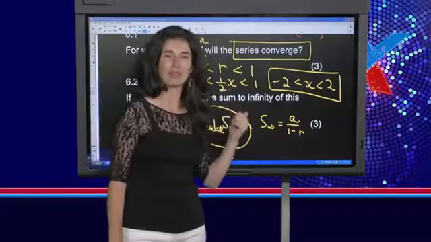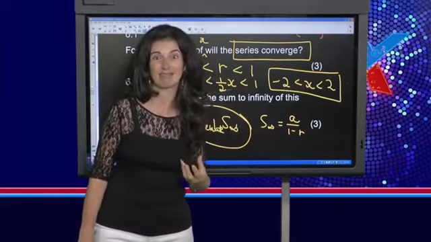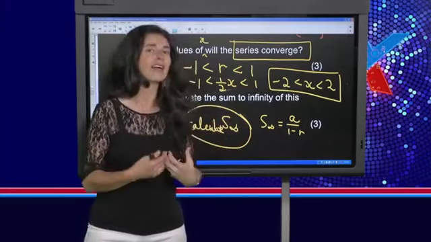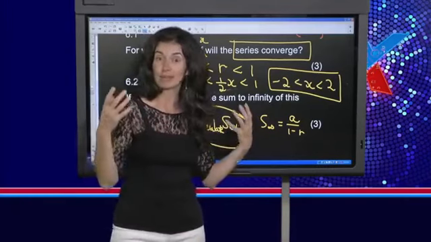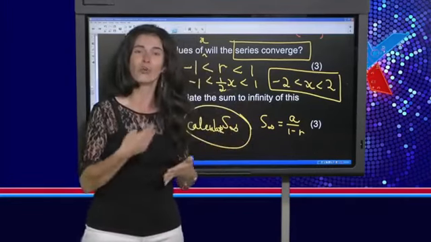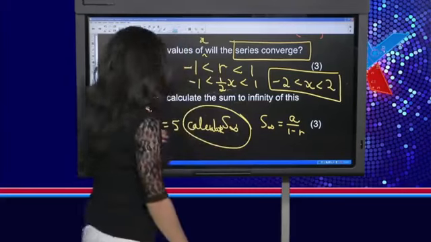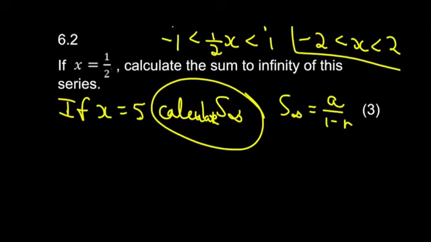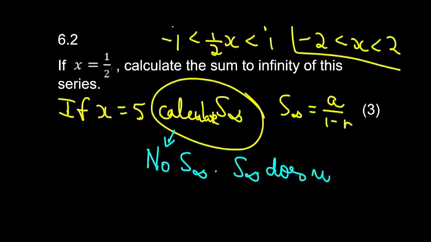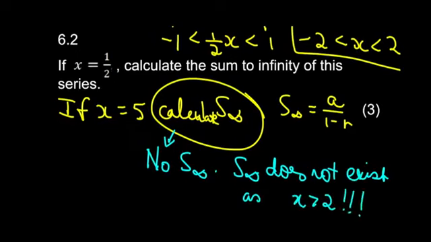Yes, your formula may give you a value. However, that value is meaningless. It actually doesn't exist. So you can't just apply a formula to a context and hope that that formula will give you something logical. You actually need to argue whether that formula is valid or not. Okay, so we would say for the yellow one that this would be impossible to calculate. No sum to infinity, or sum to infinity does not exist, as x is bigger than 2.